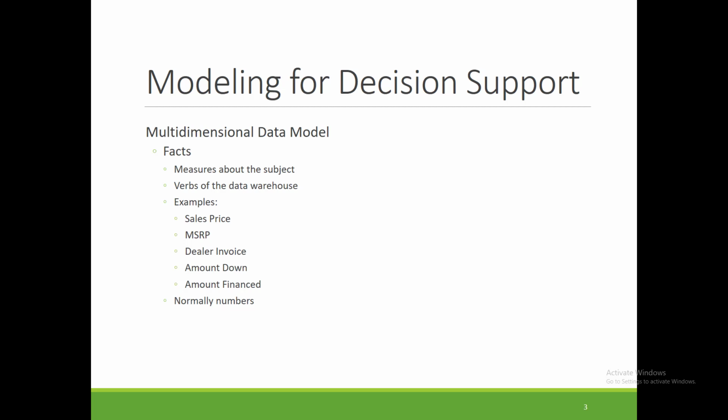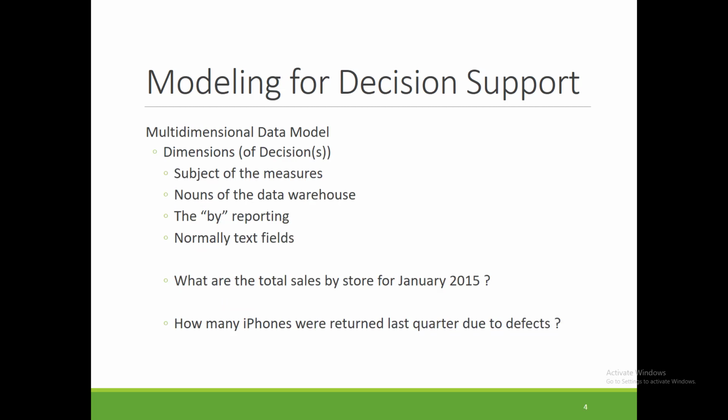And what do all these measures have in common? Well, they're all numbers. So generally our measures are numbers, and we're going to aggregate across the measures. So if we're going to aggregate those measures, what are we going to aggregate them by? And what we'll aggregate them by, we call our dimensions. So these are the subjects of the measures, or the subjects of our data warehouse. Some say that they're the nouns of the data warehouse. So these are things that we're going to report by. And normally these dimensions are text or characters.